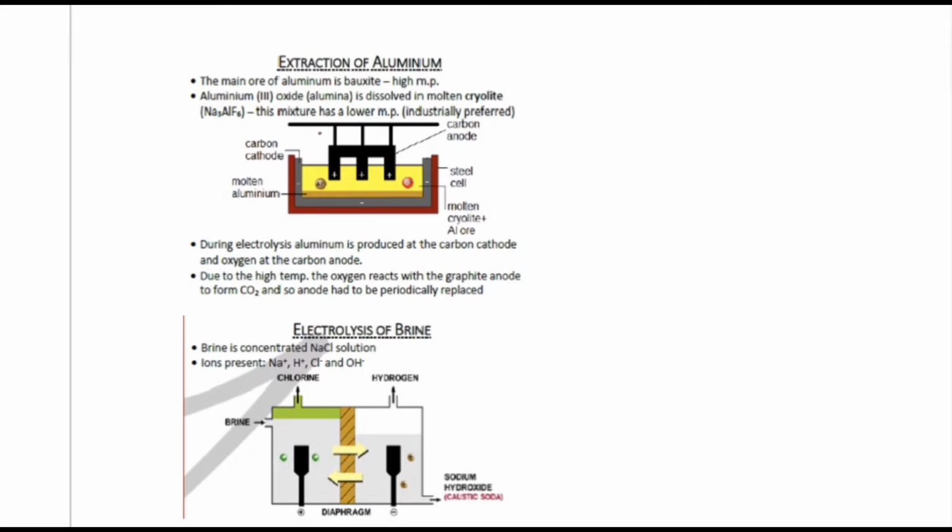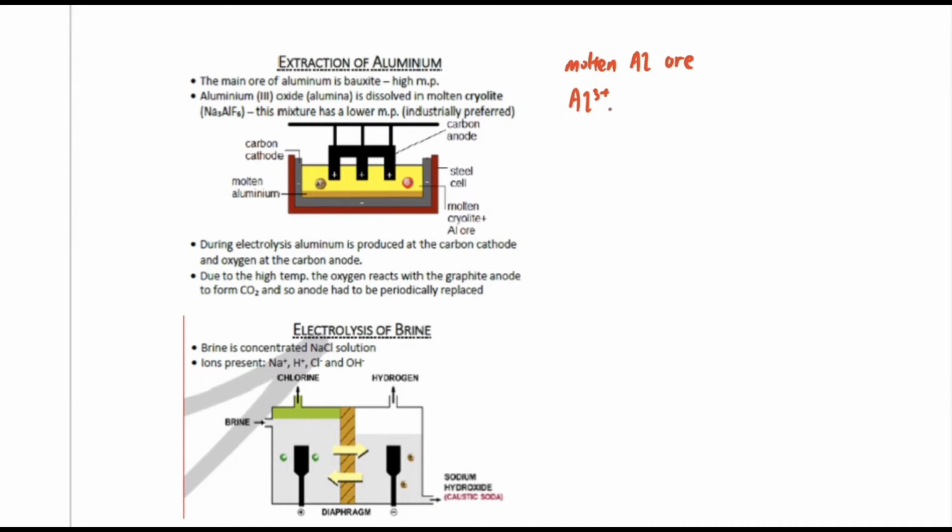And this is the picture that shows electrolysis in industry. At the anode, we use carbon. At the cathode, we use carbon also, but the cathode is at the side here. What happens is the molten aluminium ore contains aluminium 3+. Molten aluminium ore means bauxite. After adding cryolite, you can heat it until it melts. When it is melted, it has aluminium 3+.